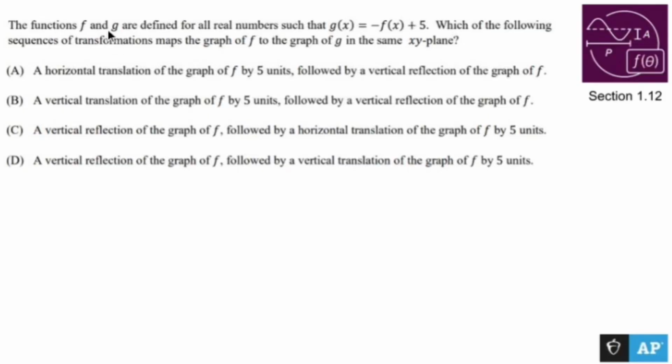The functions f and g are defined for all real numbers such that g of x is negative f of x plus 5. Which of the following sequences of transformations maps the graph of f to the graph of g in the same xy-plane? I'm looking at this right here, and there's two things that I see.